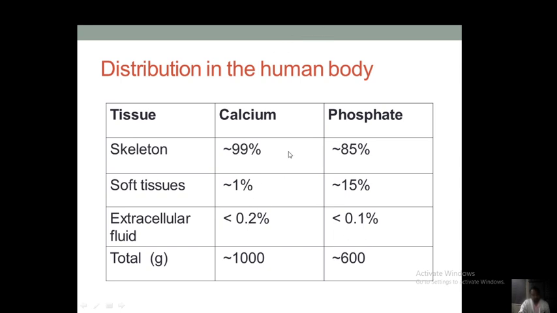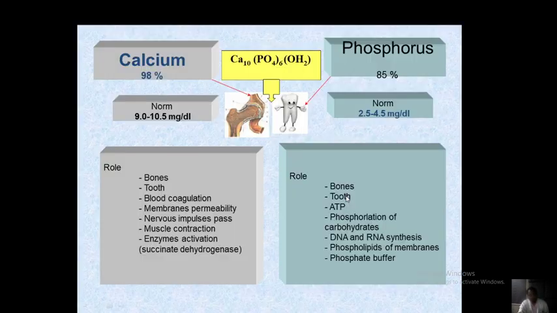And if you take the total in grams, so if you take 1000 grams, the distribution will be like that. Okay, so how is calcium deposited in the bone?